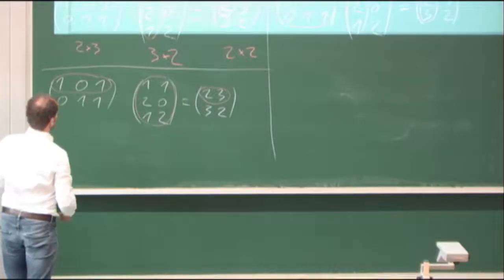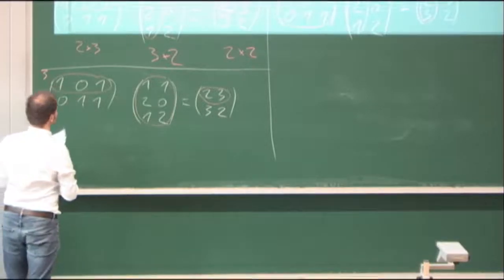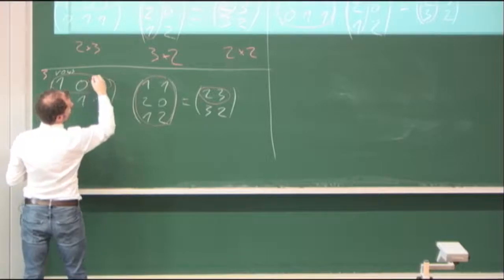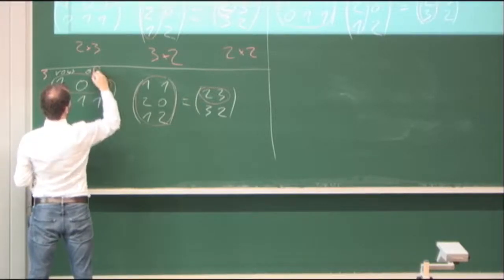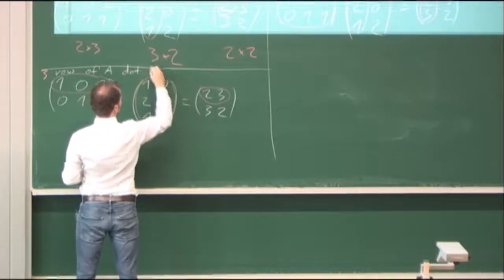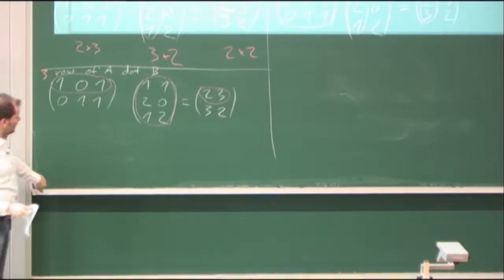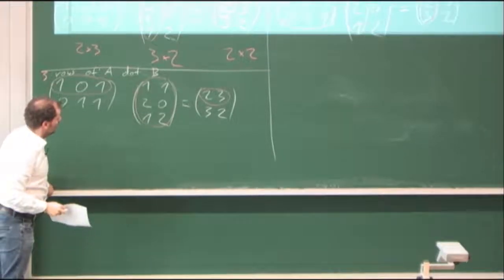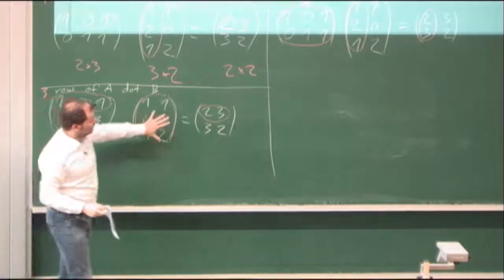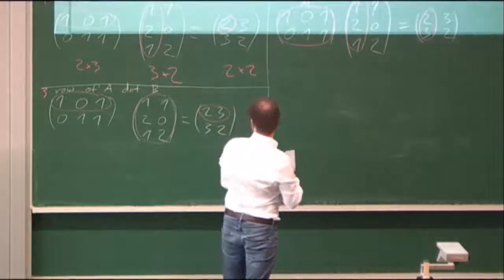So the third perspective is rows of A dot B. And there are some implementations of neural networks where you do this, you multiply rows with a matrix. But I think we will mostly stick to this way of doing it.